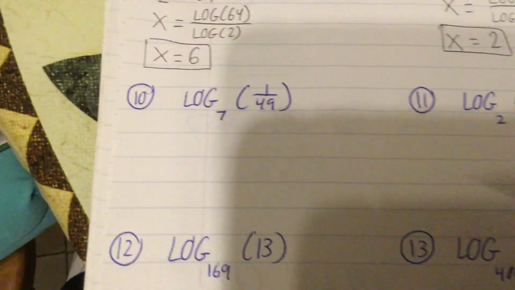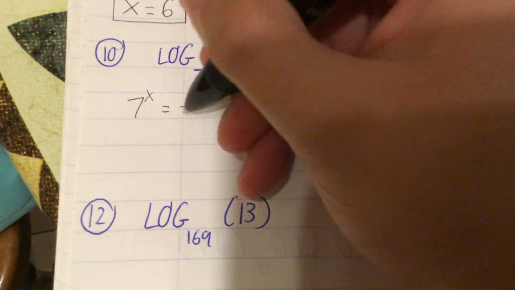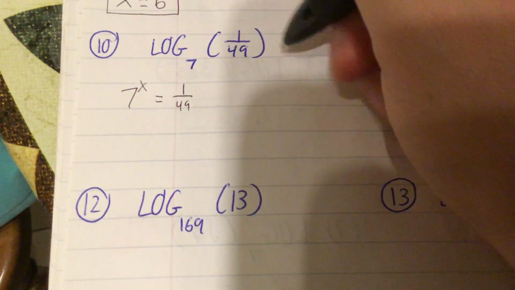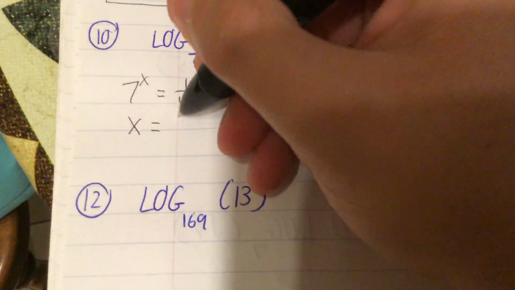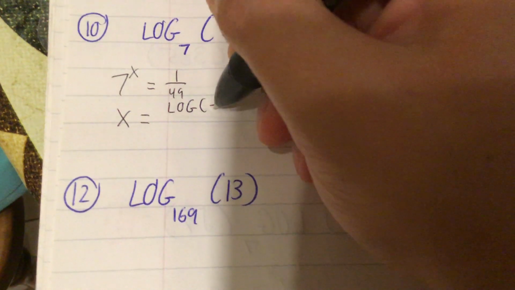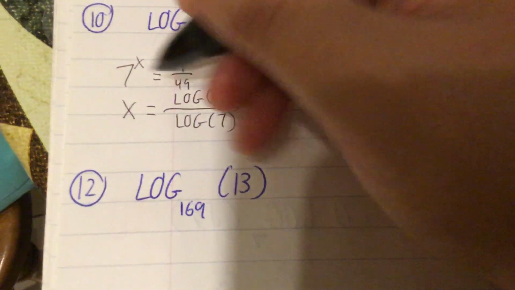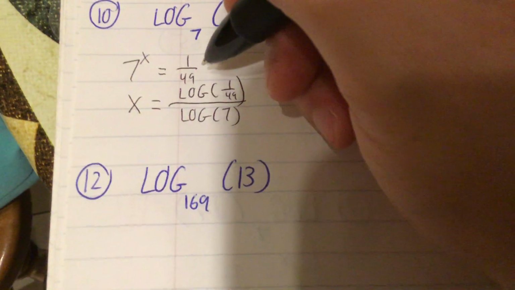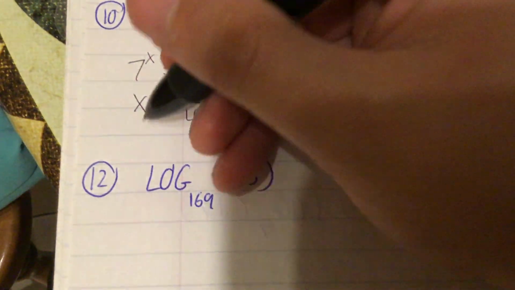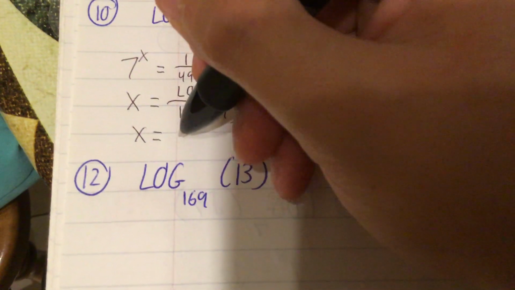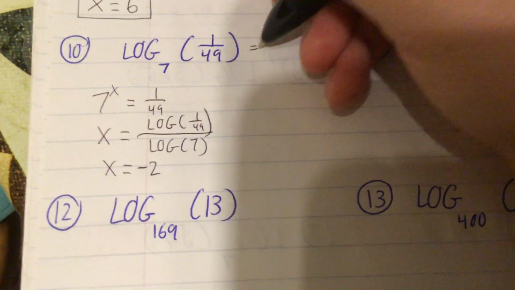So you've got 7 to the x power is 1 over 49, where x is the output of the logarithm. So you've got x is equal to the log of 1/49, close the parentheses, divided by the log of 7. Now, 7 squared is 49, but remember, we're getting 1 over 7 squared. So that tells me that it is a negative exponent. You would plug that into the calculator, and you would get negative 2.